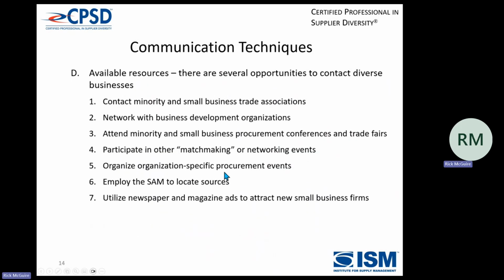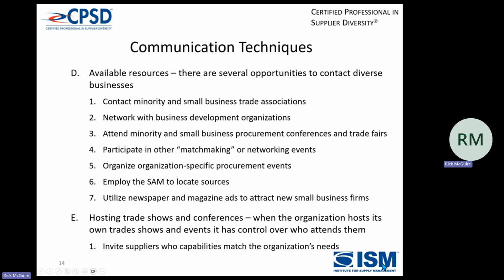Available resources. There are several opportunities to contact diverse businesses: trade associations, network development organizations, attending minority and small business conferences, matchmaking or networking events, organization-specific procurement events, employing the SAM, which is a government database we'll study later, and utilizing newspaper and magazine ads to attract new small business firms.